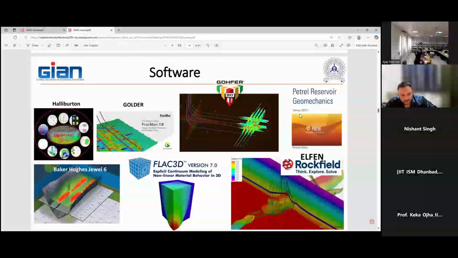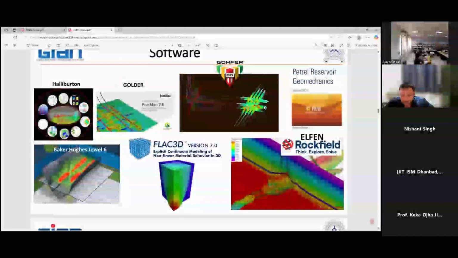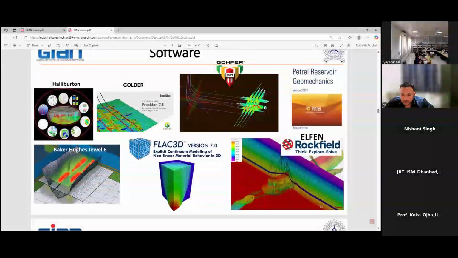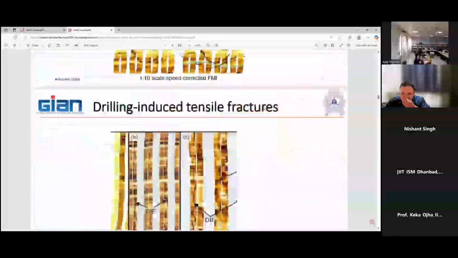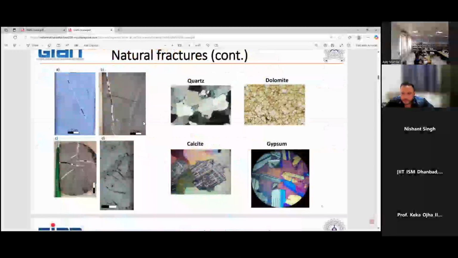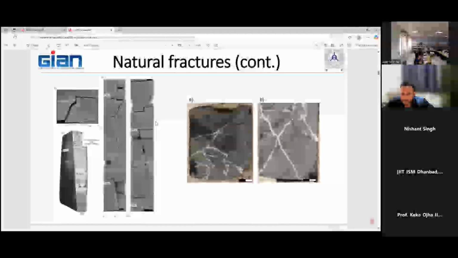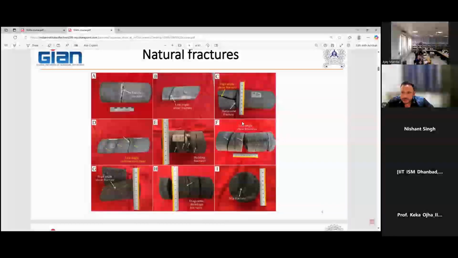Okay, so this is it for today. If you have any questions, you can ask now. Sir, I have one question. What is the difference between the slip fracture and the angle fracture, whether it would be high or low? You are talking about these natural fractures? No, you showed one slide that contained the different types of fractures. Yes, this one. So these are all natural fractures.